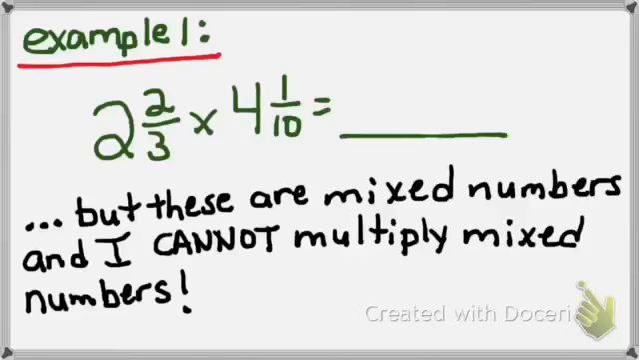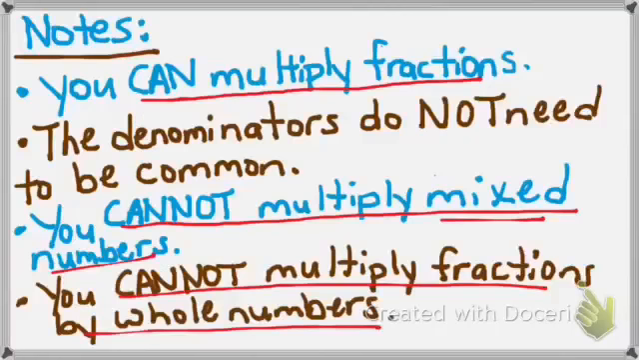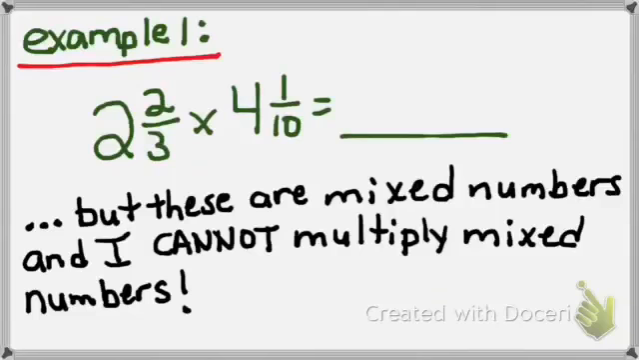But these are mixed numbers, and I know I just read I cannot multiply mixed numbers. Let me go back and look to be sure. You cannot multiply mixed numbers. And again, these are mixed numbers. What am I going to do?